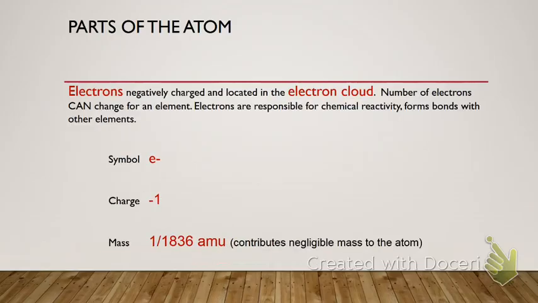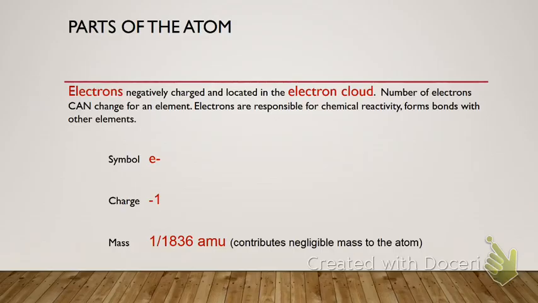Okay? The electron is negatively charged, located in the electron cloud, and the number of electrons can change in a regular ordinary reaction. And they do. You'll see that when we get to bonding, it's all about the electrons. Are they gaining, losing, or sharing electrons? The atom will gain, lose, or share in order to form compounds. The protons and neutrons just kind of hang out and see what's going on.